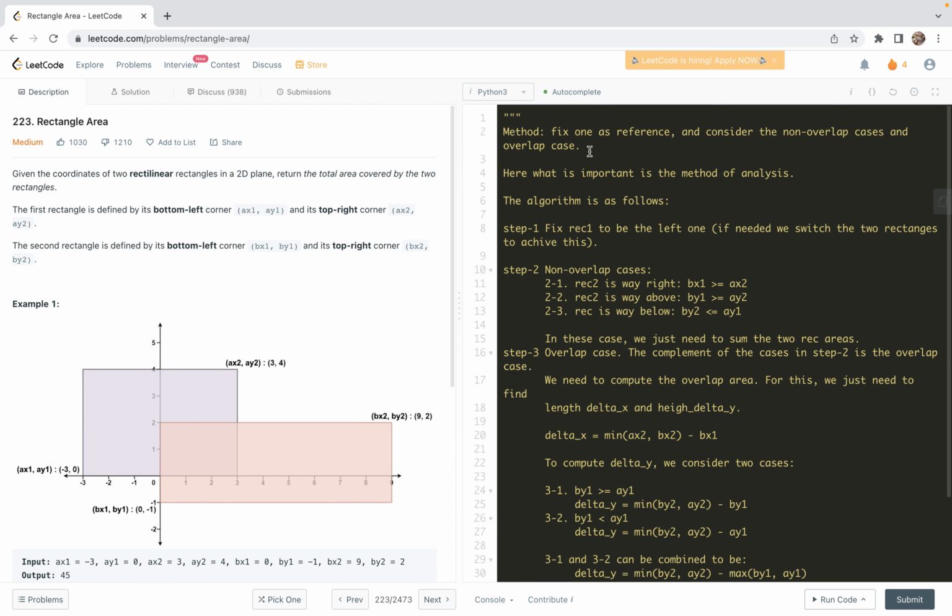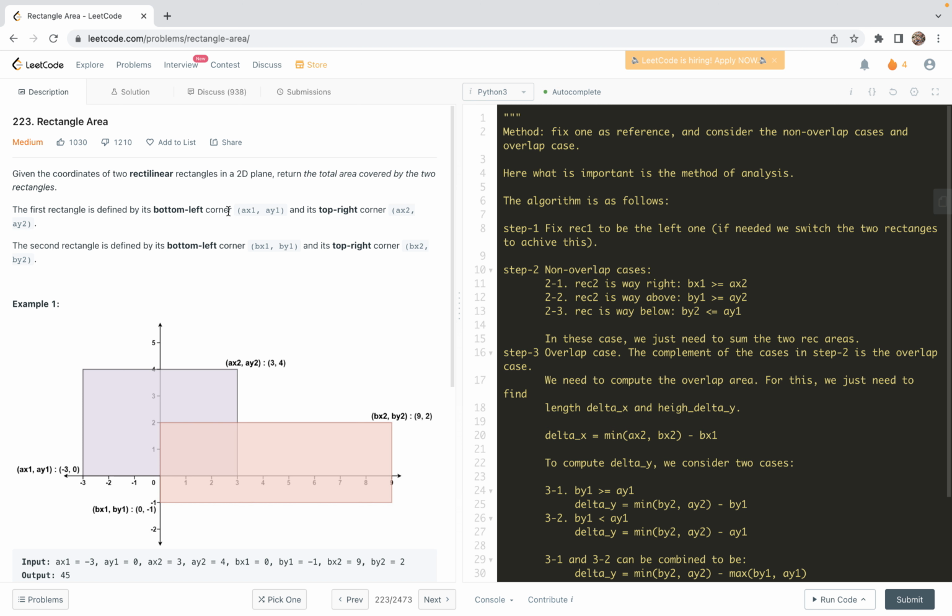Let's have a look at today's daily challenge problem. Problem 223, rectangle area. In this video, we're going to give a detailed analysis of the problem. Actually, for this problem, the coding is sort of trivial, but the method of analysis is important. First, I'll read through the problem statement to digest the requirement, and then we share the algorithm or the analysis, and finally we do the coding.